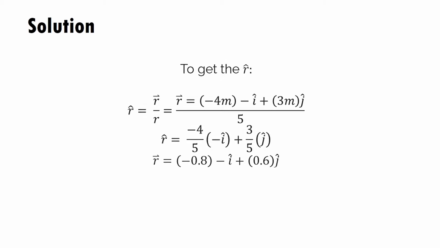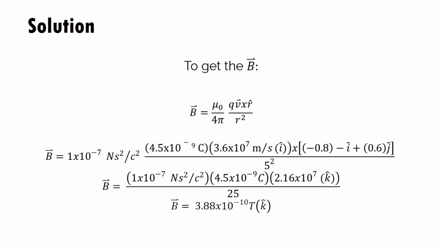Now let's continue to find the B vector using the formula for point charge. Just substitute all the values, then let's first multiply those that have directions, the velocity and the r hat. 3.6 times 10 to the power of 7 positive i hat multiplied by negative 0.8 i hat is equal to 0, because according to the right-hand rule, those that are multiplied with the same direction will become 0. Let's proceed. 3.6 times 10 to the power of 7 positive i hat multiplied by 0.6 positive j hat.